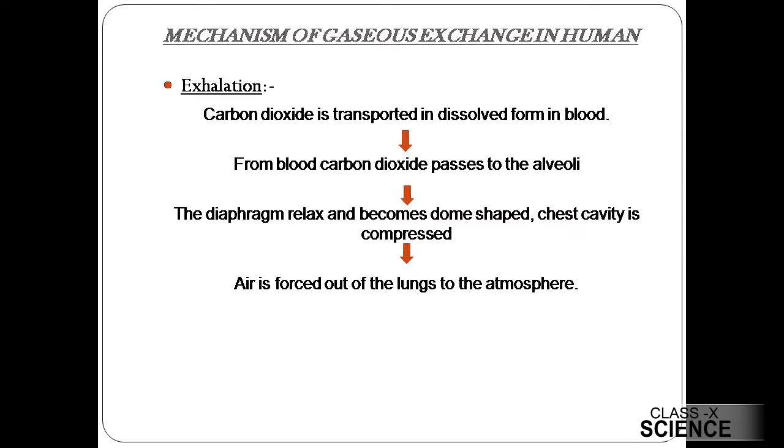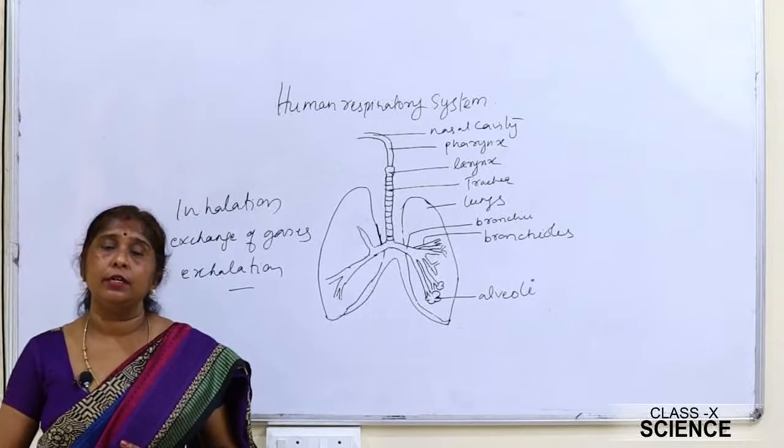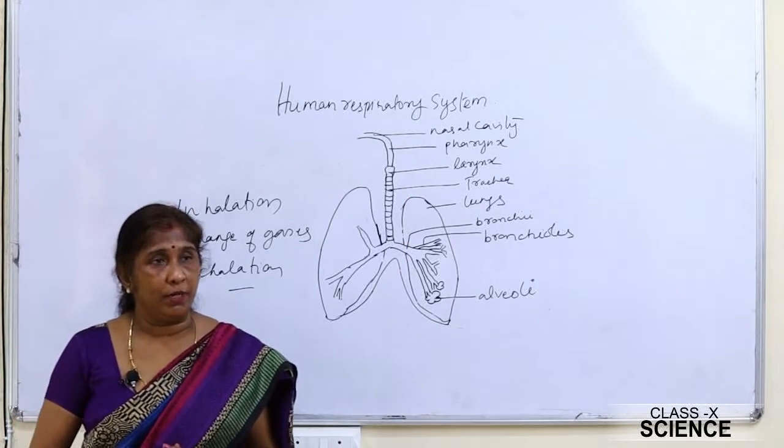In exhalation, what is happening? The carbon dioxide is transported in dissolved form in the blood. From the blood, carbon dioxide passes into the alveoli. The diaphragm relaxes and becomes dome shaped. The chest cavity is compressed, and the air is forced out of the lungs into the atmosphere. So this is how the mechanism of gaseous exchange takes place in human beings.